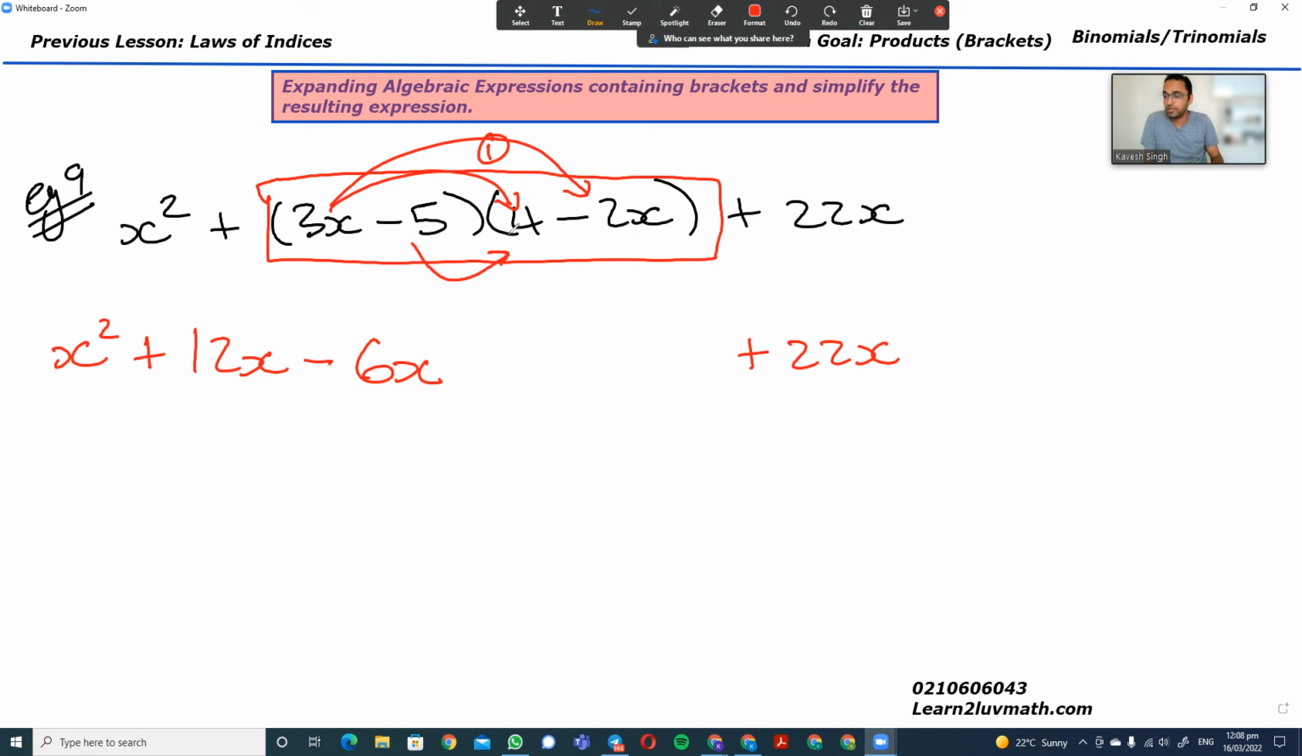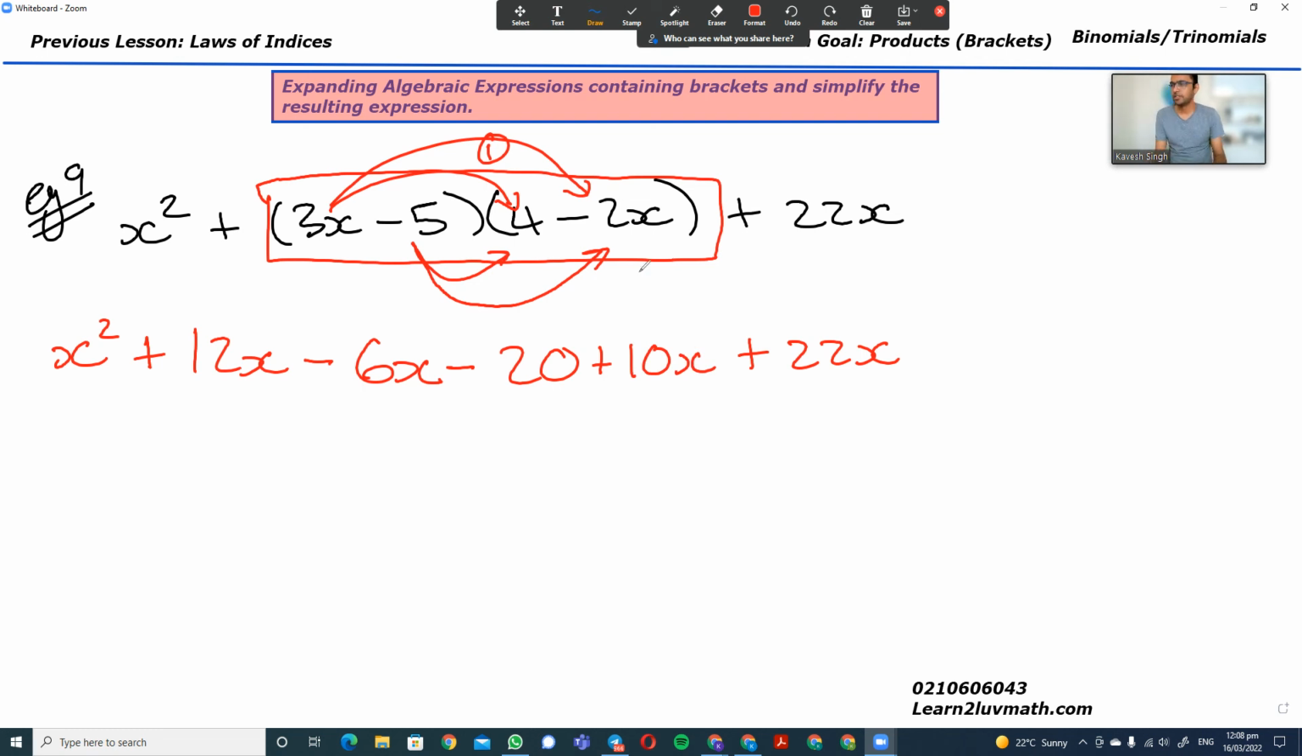Negative 5 multiplied by 4 gets you negative 20. Negative 5 multiplied by negative 2x: a negative and a negative becomes a positive, and 5 times 2 gets you 10x. All right, so let's just make sure we've got all of this in order.